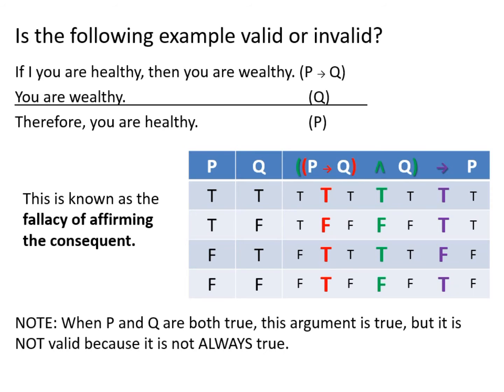So you can see as a final note that when P and Q are both true, then this argument is true. So it might seem, considering only that line, as though this is a perfectly good argument, but validity does not work like that. It needs to be true in all possible cases in order to be good logic. Otherwise, it's just coincidence.